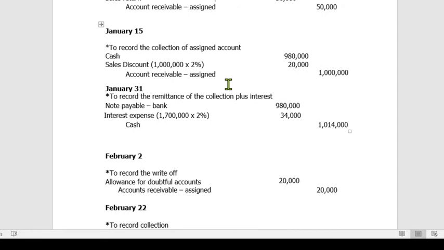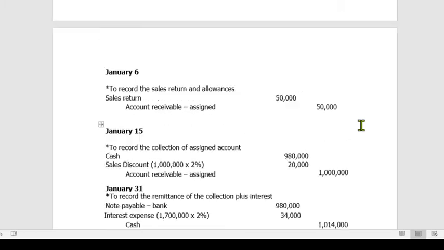Magkano ba ang nakolekta mo? Ang nakolekta mo ay 980,000. So, bawasan mo ang iyong note payable ng 980,000. Yan ang i-remit mo. Plus, yung interest daw. 1,700,000 times 2%, kasi yun pa yung balance ng iyong note payable, 34,000. So, magkano i-remit mo? Ang total, 1,014,000 for the collection and the interest.